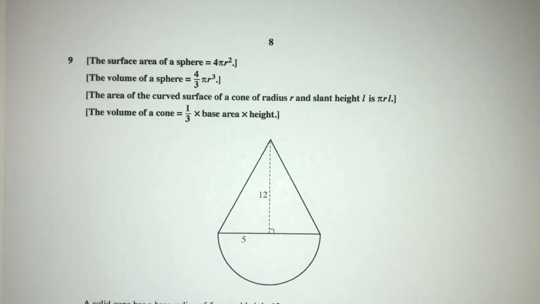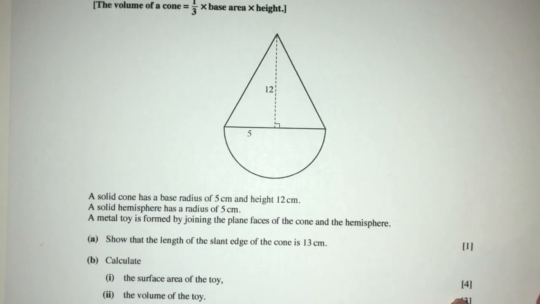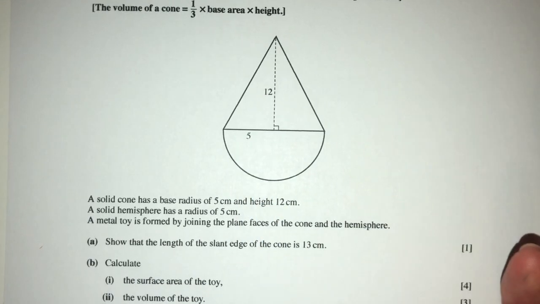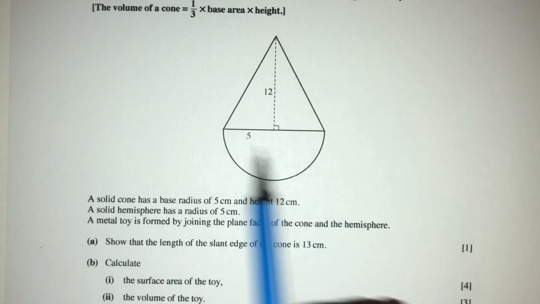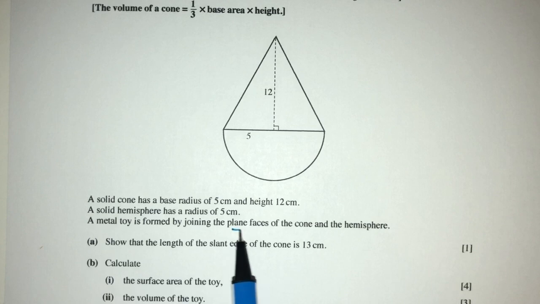Okay, so let's move on to question number 9. We have been given a few formulas here: the surface area of a sphere, the volume of a sphere, the curved surface area of a cone, and also the volume of a cone. Now a solid cone has a base radius of 5 and a height of 12 given to you according to the diagram. Now a solid hemisphere has a radius of 5. Okay, this is the hemisphere, radius 5. Now a metal toy is formed by joining the plane surfaces of the cone and the hemisphere.